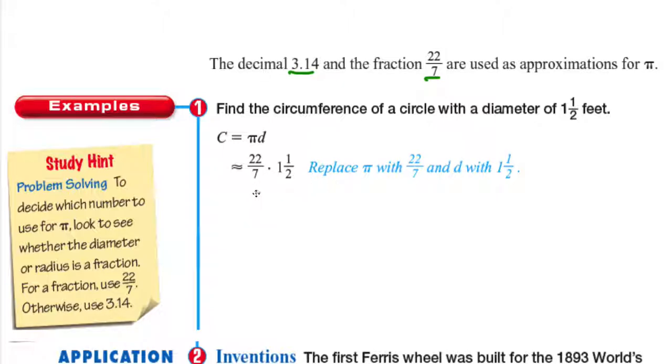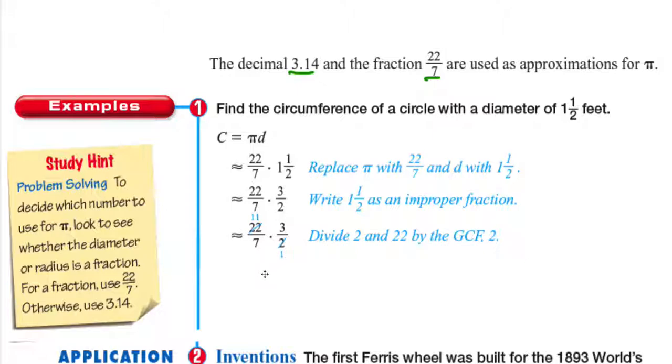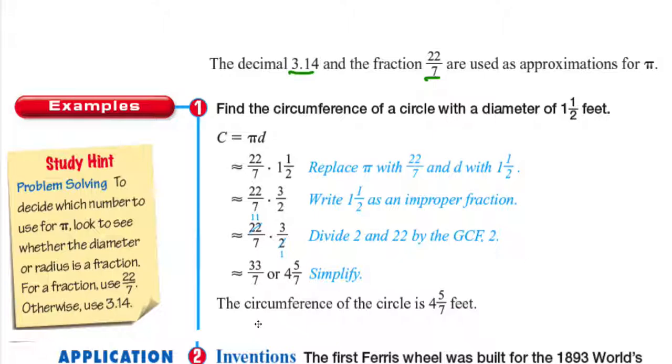And then we follow what we learned. We convert our mixed number into an improper fraction: 22 over 7 times 3 halves. And we simply multiply across, or simplify, or find the GCF of 22 and 2, which is 2. So 22 divided by 2 would be 11, and 2 divided by 2 would be 1. Then multiply our numerators and denominators, which will give us 33 over 7, or 4 and 5/7. So the circumference of our circle is 4 and 5/7 feet.